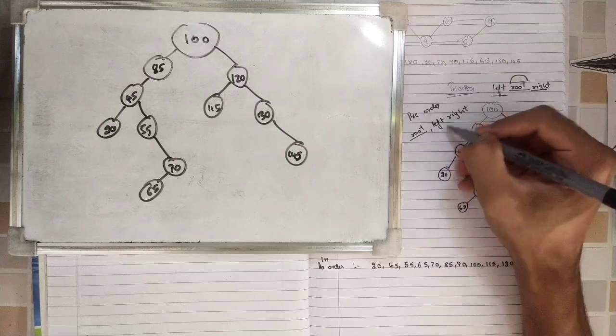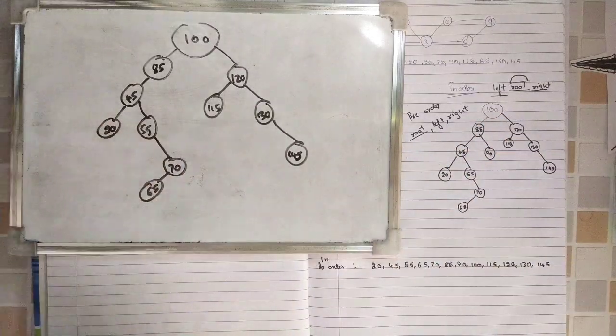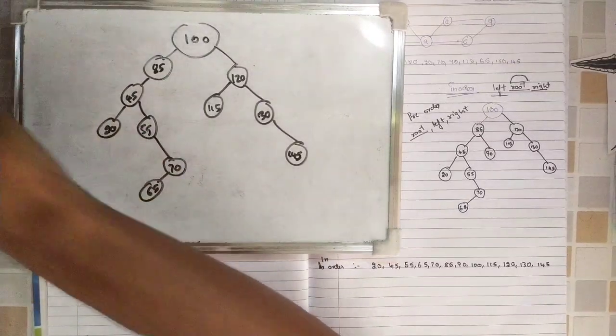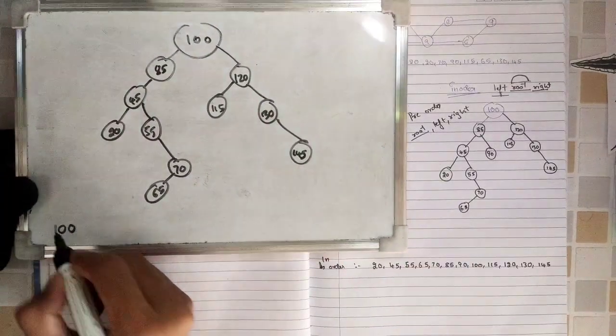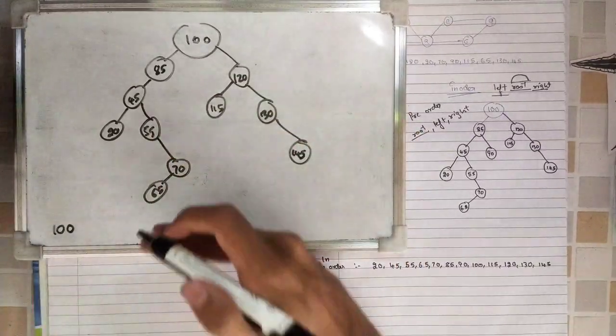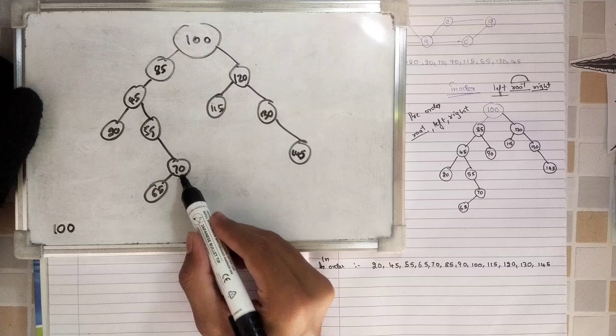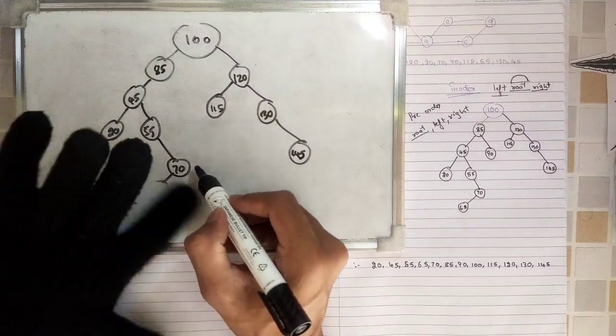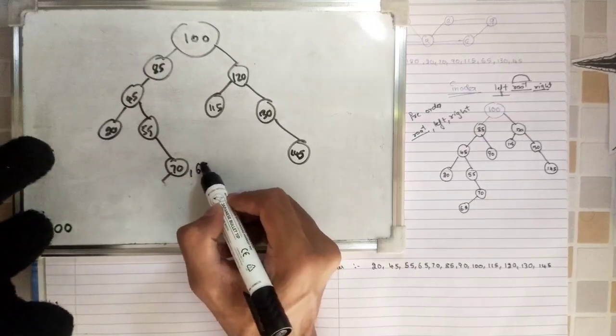Right, correct. First my root will come, then my left will come, then my right. So first root, then my left, then my right. So see here, now let us start the bottom-up technique again. Here first root will come, then left, right. There is no right, so root comma left, so 70 comma 65.